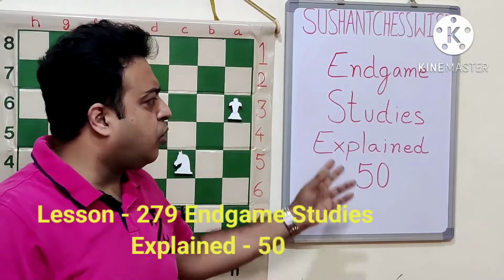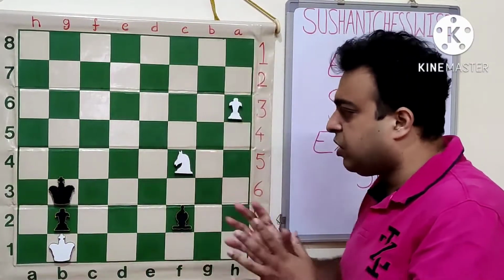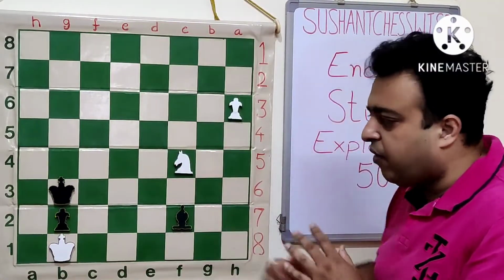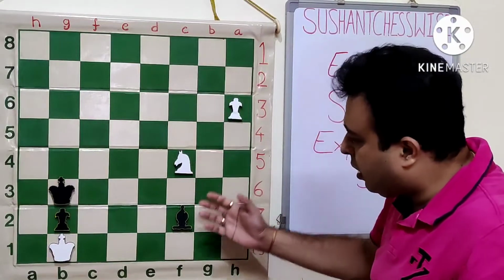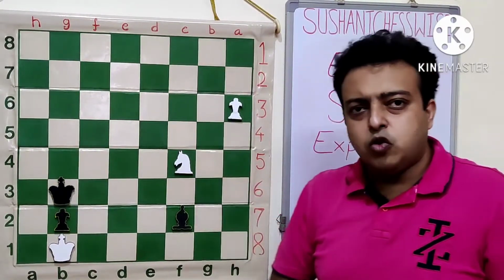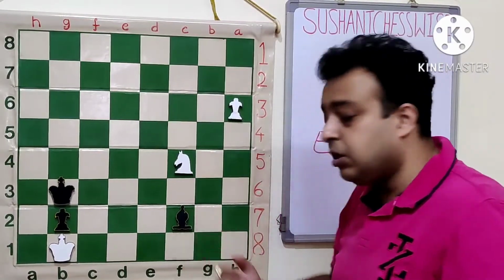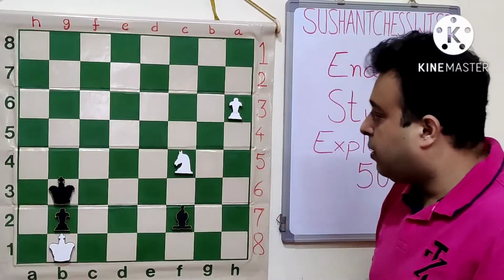Today we are at the next topic, that is the endgame studies explained. We are at the 50th position of our topic, and today we have got a position based on knight versus bishop. Now we again see knight's dominance over the bishop, but this time the position is open. The black bishop is not blocked.